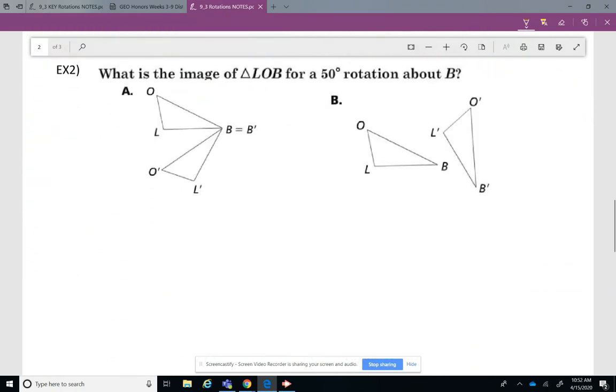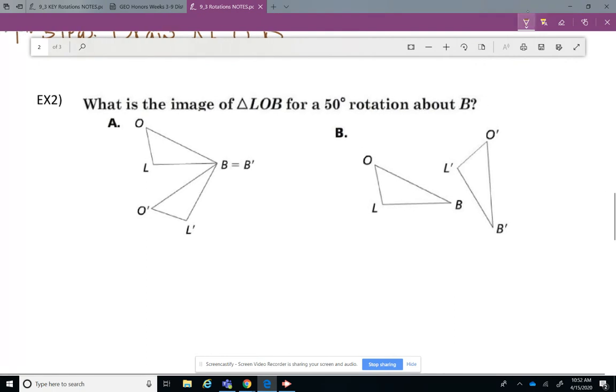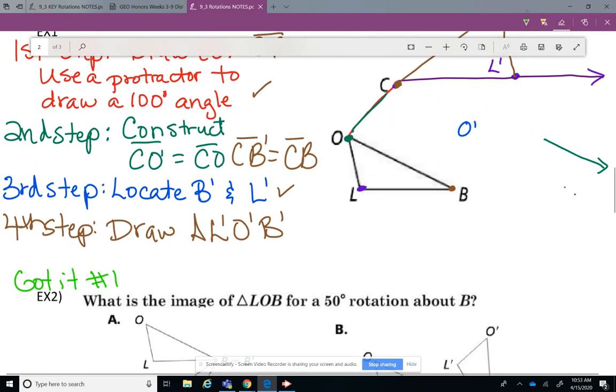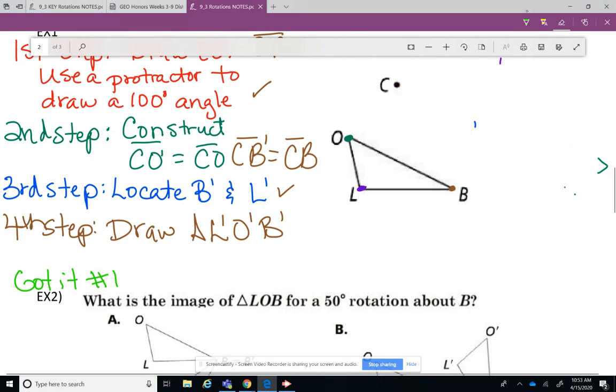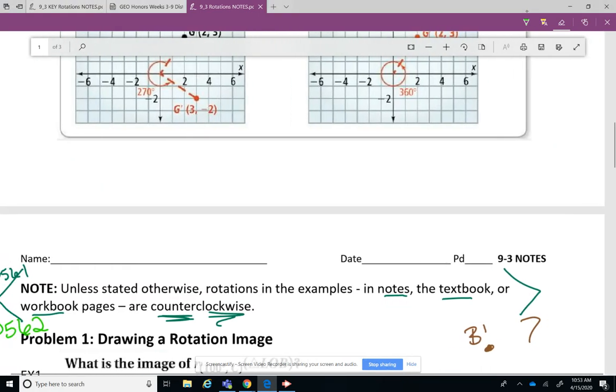All right, so let's move down here to example number 2. And I don't know if you're doing your got it problems on separate paper, or if you're doing it on your notes. It doesn't matter to me. But this is the got it problem. And this is got it problem number 1. We're only going to do 2 got it problems. All right, so in your textbook it says, copy the triangle LOB from problem 1. We're not going to do that.